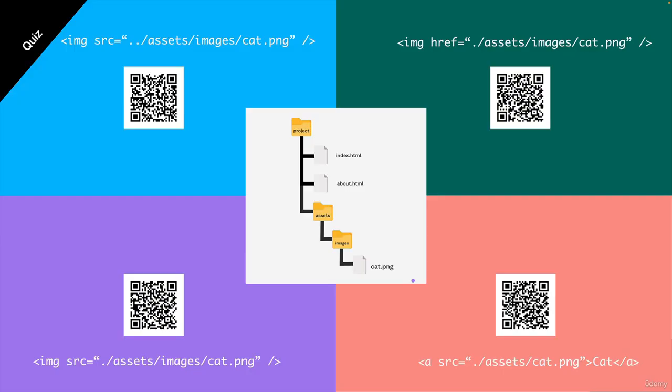Now I've got a quiz for you, and this is a little bit of revision on how file paths work. We are located currently within the index.html, and we're trying to navigate all the way to this cat.png. We want to show this image on our home page. I've got 4 options for you here for how we would structure that image element.